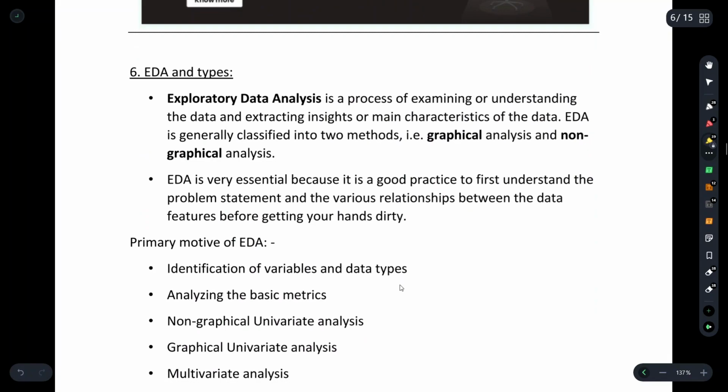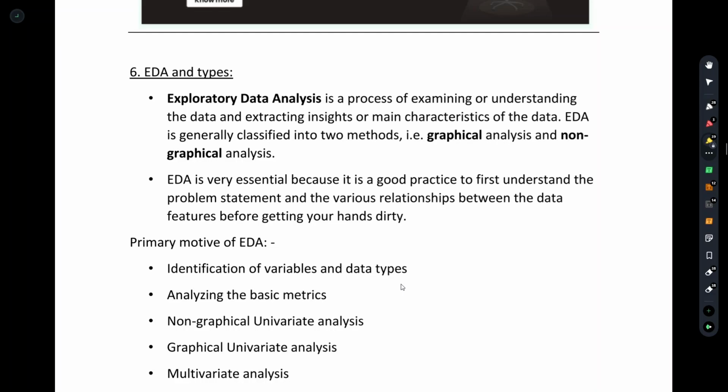And then EDA, exploratory data analysis. It is just understanding the data and also finding some important elements in that particular data set, known as exploratory data analysis. For example, we can do that in two methods, that is with the help of graphs and non-graphs. So we can do it in either of two methods.